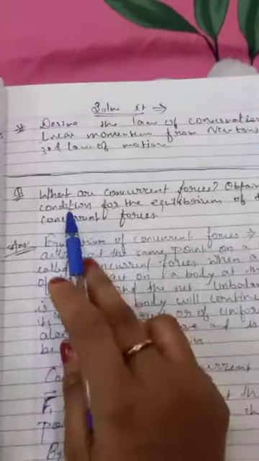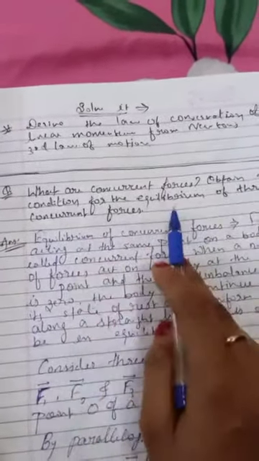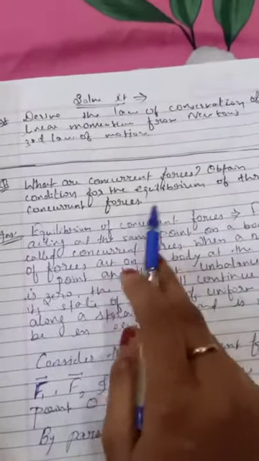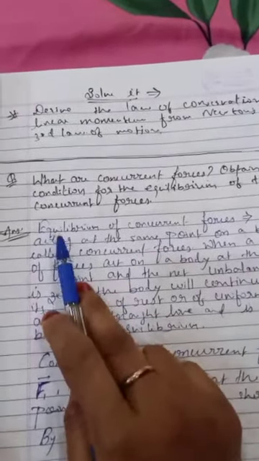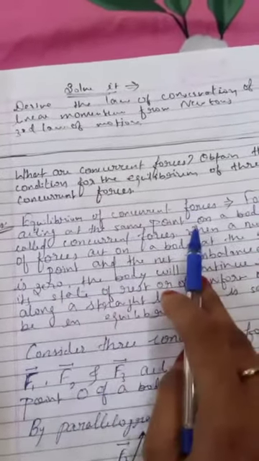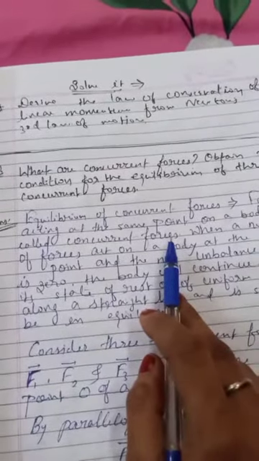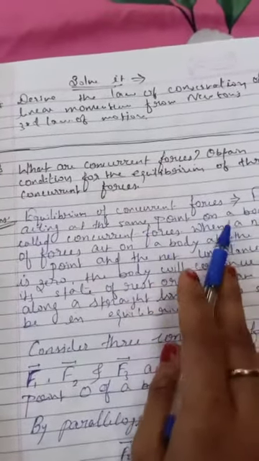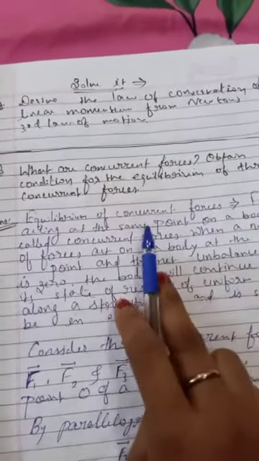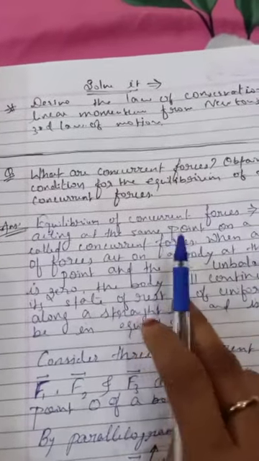So here the next question is, what are concurrent forces? Obtain the condition for the equilibrium of three concurrent forces. Forces acting at the same point on a body are called concurrent forces. किसी भी एक बॉडी के एक ही पॉइंट पे बहुत सारे फोर्स अप्लाई हो, that is called concurrent force.